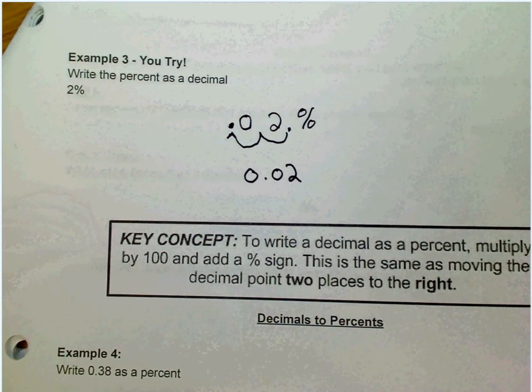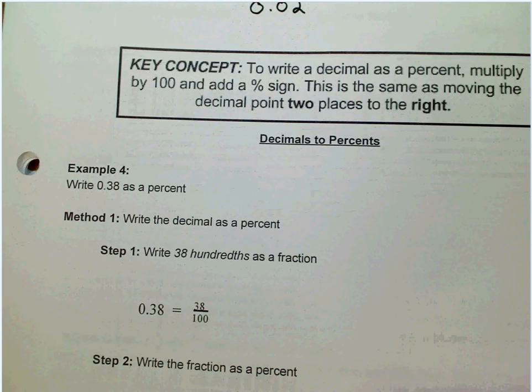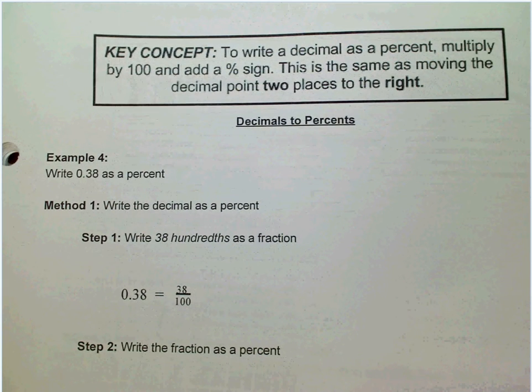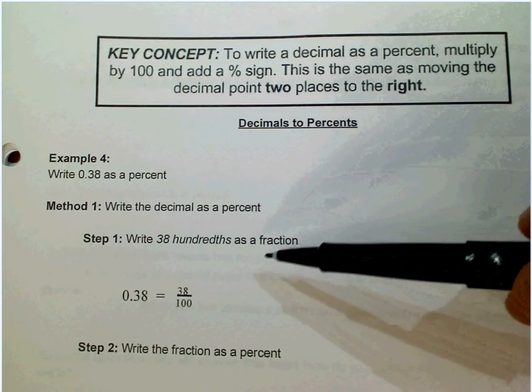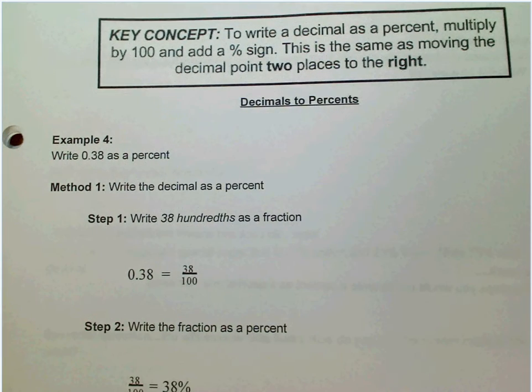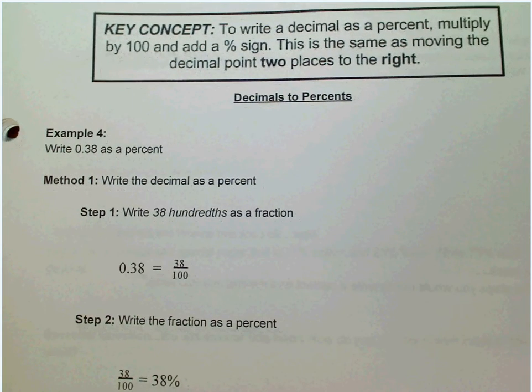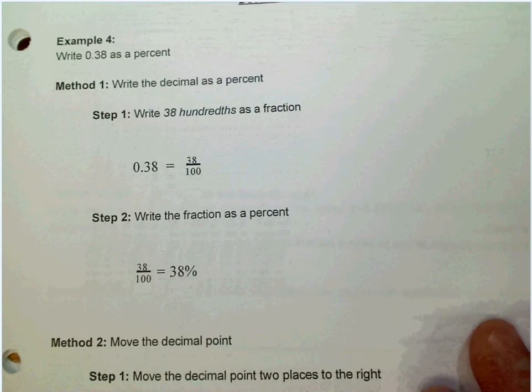Now our vice versa. We're going to write our decimal as a percent. So we're going to multiply by 100 here and move it 2 places to the right and add our percent sign. As well as we can also write it as a fraction out of 100. And remember, percent means out of 100. And we go from there.